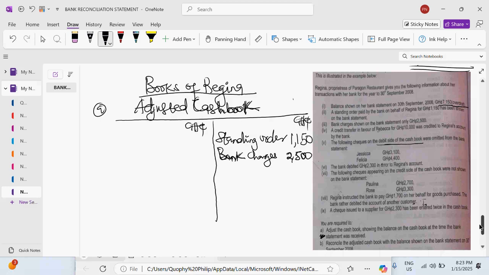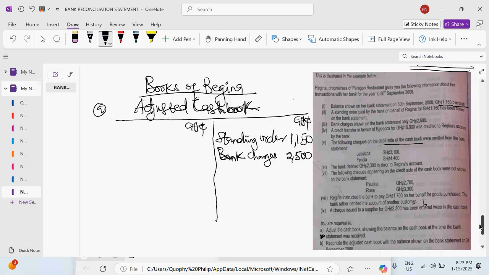A credit transfer in favor of Rebecca was credited to Regina's account. So if a credit transfer was credited to Regina's account, does it affect the cash book? That shouldn't affect the cash book.